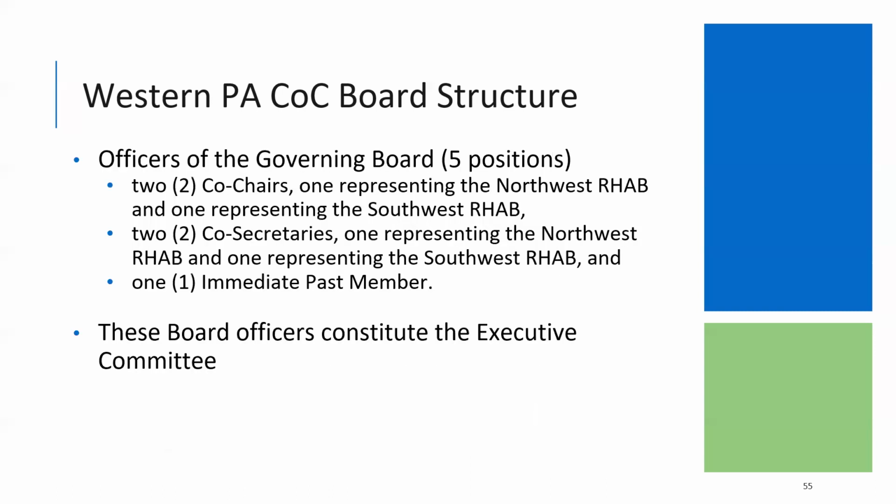So the governing board structure: the board includes 5 officers, and the officers include 2 co-chairs, one who represents the Northwest RAB and one who represents the Southwest RAB. It includes 2 co-secretaries, one representing the Northwest RAB and one representing the Southwest RAB, and then 1 immediate past member. And these board officers constitute your executive committee.